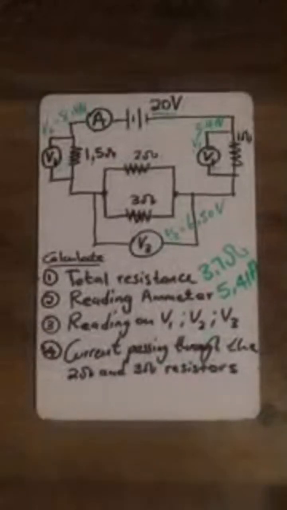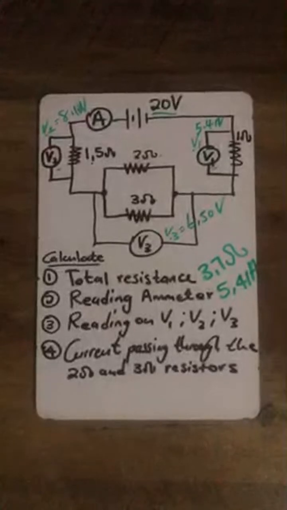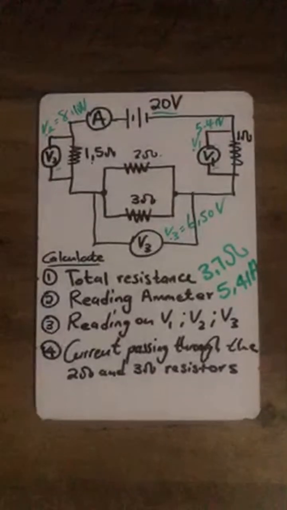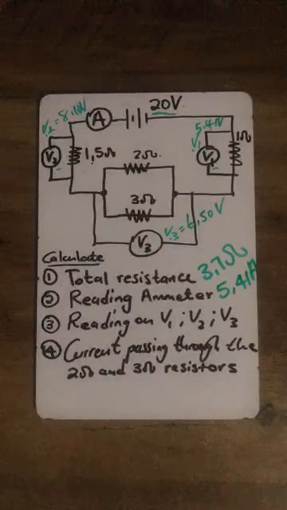So on the last question, now they're saying the current passing through the 2 ohm resistor and 3 ohm resistor. This is going to be our last question. Can someone just let me know if you hear me on that last one when I'm saying let's now calculate number 4. As you answer this, please do let me know if you understood how we work out question number 3, where we do the reading on V1, V2, and V3.